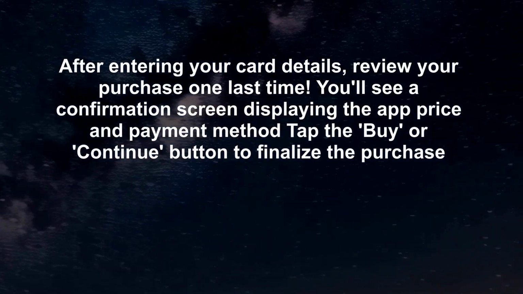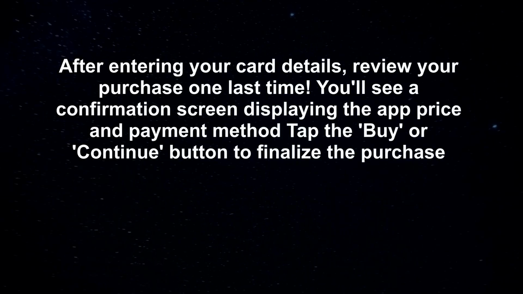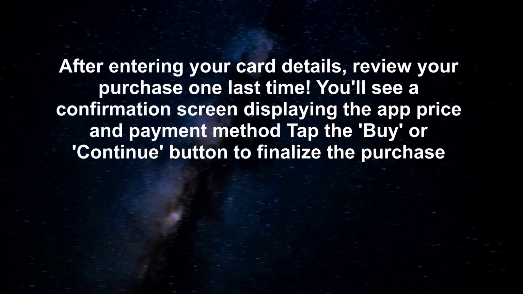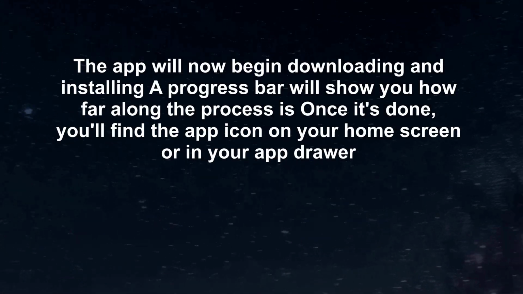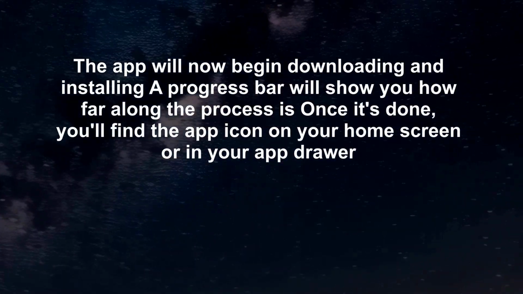After entering your card details, review your purchase one last time. You'll see a confirmation screen displaying the app price and payment method. Tap the buy or continue button to finalize the purchase. The app will now begin downloading and installing. A progress bar will show you how far along the process is.